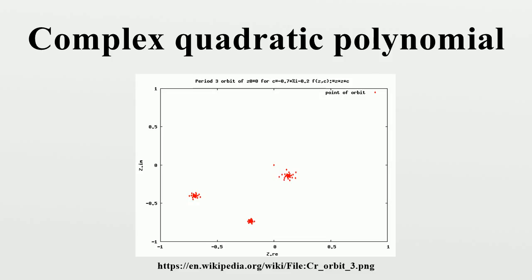Parameter plane. The phase space of a quadratic map is called its parameter plane. Here, z is constant and c is variable. There is no dynamics here. It is only a set of parameter values. There are no orbits on the parameter plane. The parameter plane consists of the Mandelbrot set.